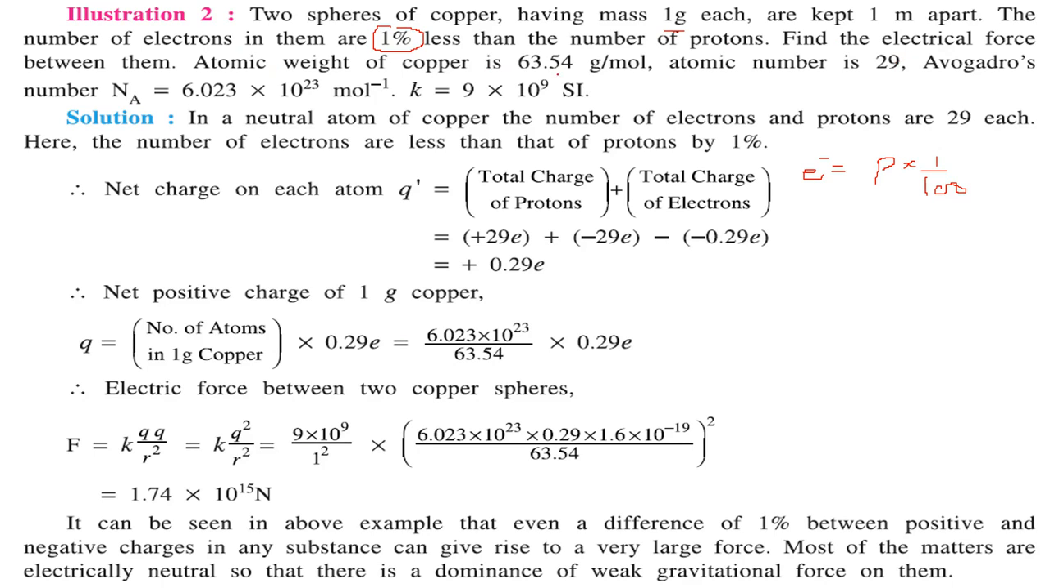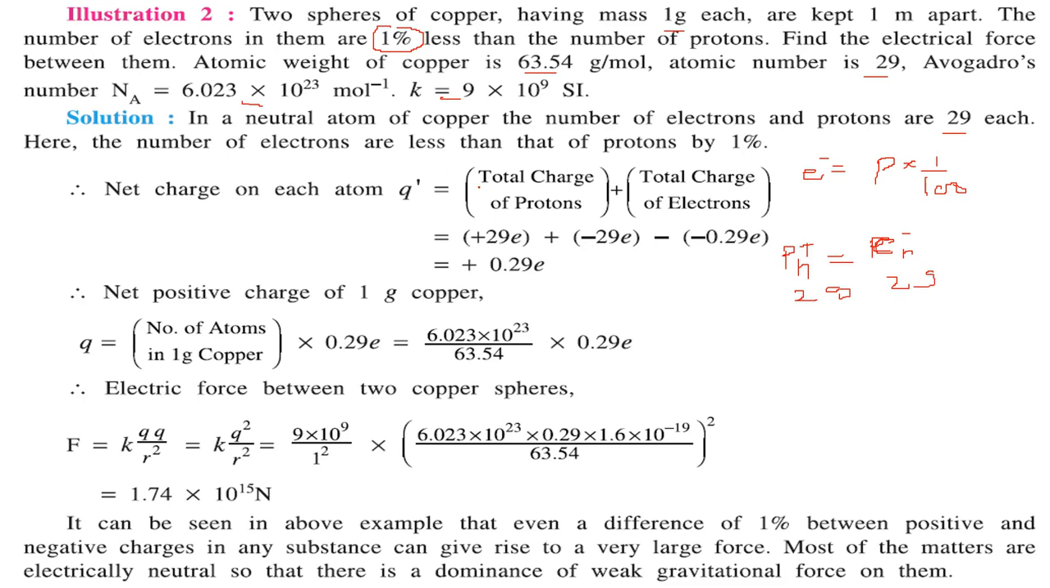The atomic weight of copper is this one. Atomic number is this. Avogadro number is also given per mole, and k is also given. So if you have a neutral atom, in neutral atom, the number of protons will be equal to number of electrons. And what are the number of protons? These are 29. So number of electrons are also 29.